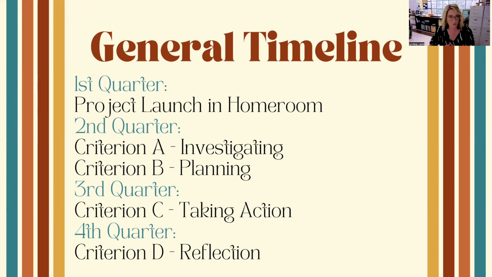So for first quarter, we are just starting to launch the Community Project in homeroom. So there won't be any sort of graded component for first quarter. Again, we're just getting an idea of what the project is and start thinking about our plan for the future, 3 quarters. In second quarter, we're going to be addressing criterion A, which is the investigating criterion for the project, and criterion B, which is the planning portion of the project. In third quarter, we're going to be addressing criterion C, which is the actual taking action portion of the community project. And then lastly will be criterion D with the reflection.